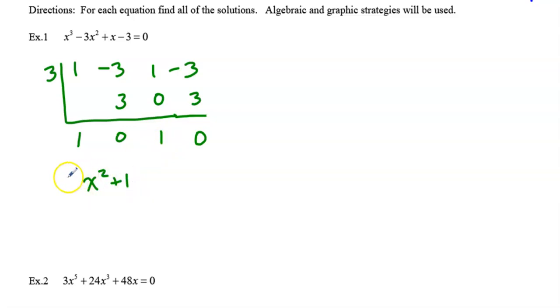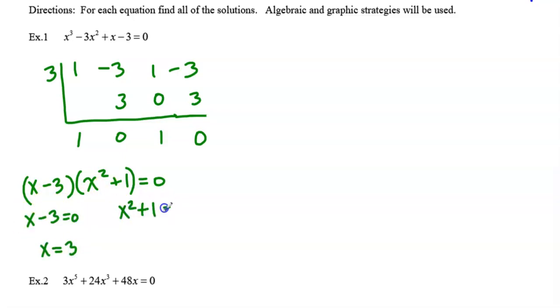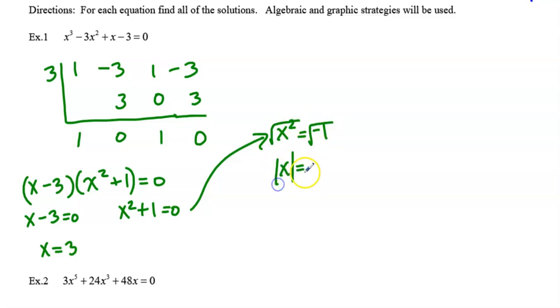All right, so now I need to solve this. It's equal to 0, so I still have an x minus 3 over here. I know this is going to give me a 0, and now I have to solve this part. I'll work that out over here. So I'm going to get x squared by itself. I'm going to square root both sides. The absolute value of x equals i, the imaginary unit. So that means x is equal to plus or minus i.